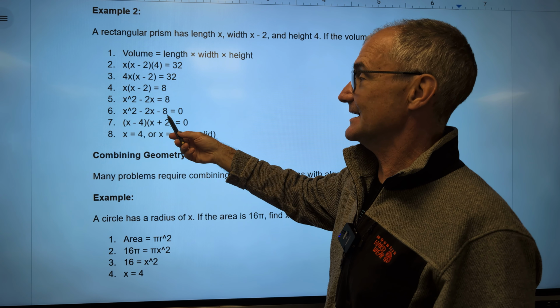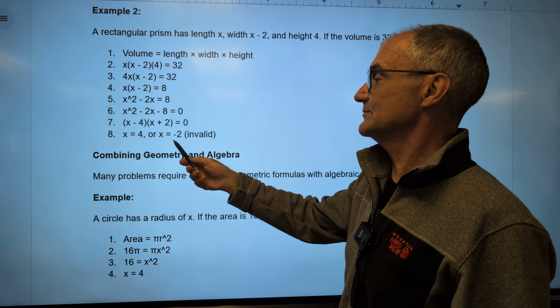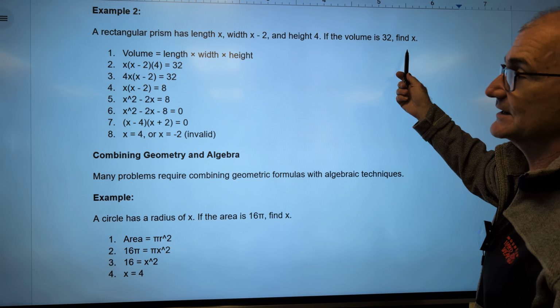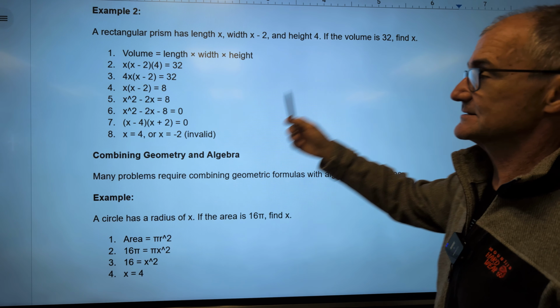Factors of 8 to give me a 2: 4 and 2. The 4 has to be negative. Double check: x squared minus 4x plus 2x gives me negative 2x. x could equal 4 or negative 2. I discard that negative 2, it doesn't make sense. Here we are only finding x. Correct answer is 4.